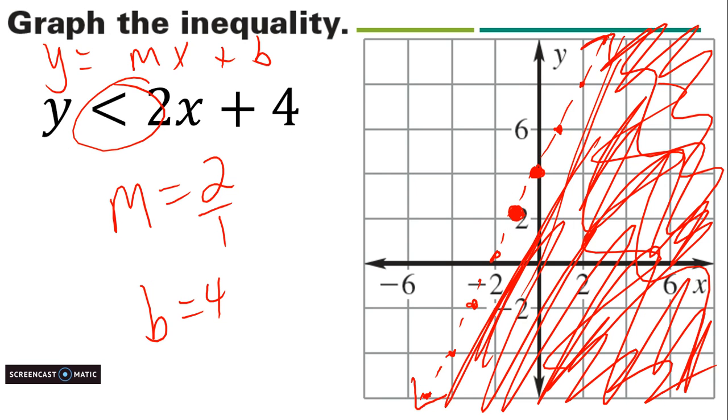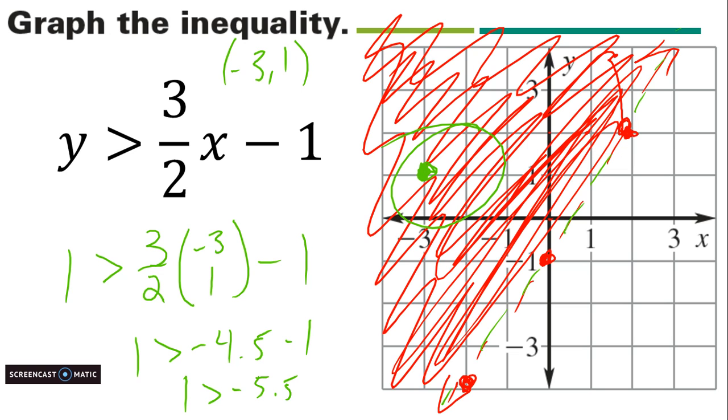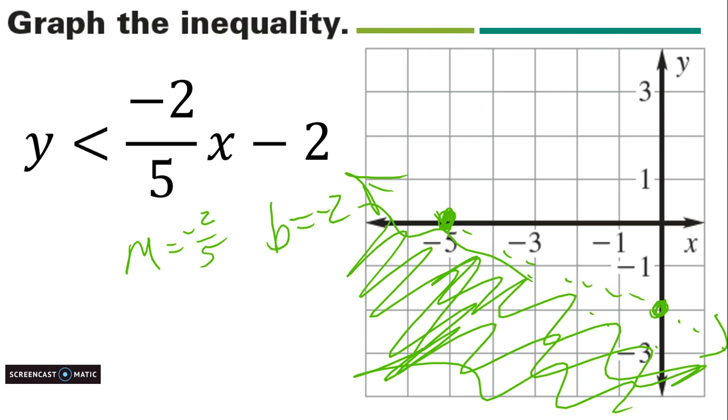I just wanted to go back and check. So this one had a positive slope, so we were going up and to the right. This one had a positive slope, we were going up and to the right. And then this one had a negative slope, we were going down and to the right.